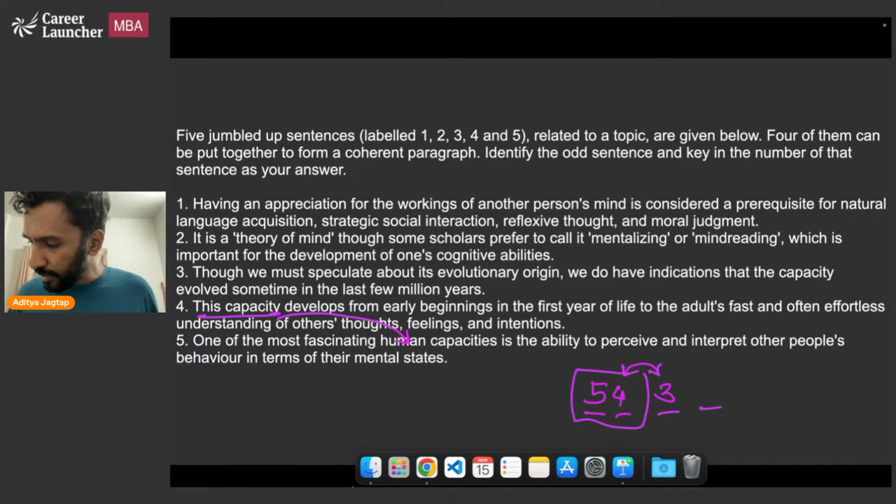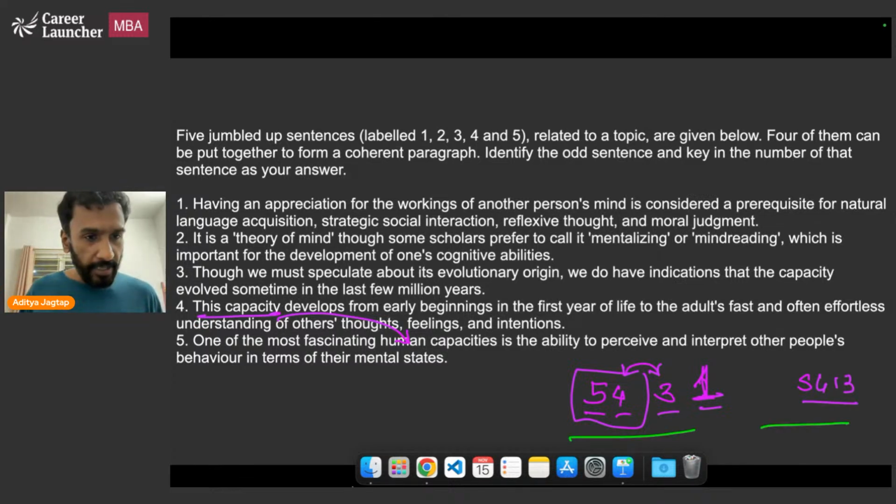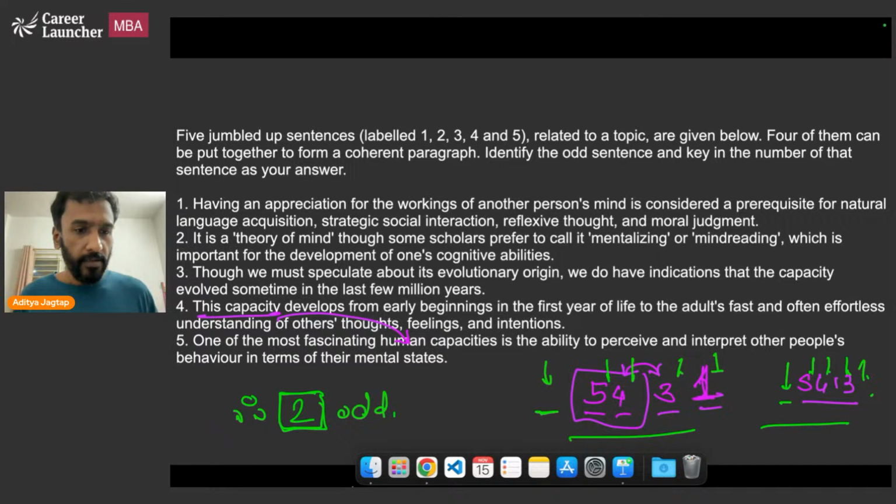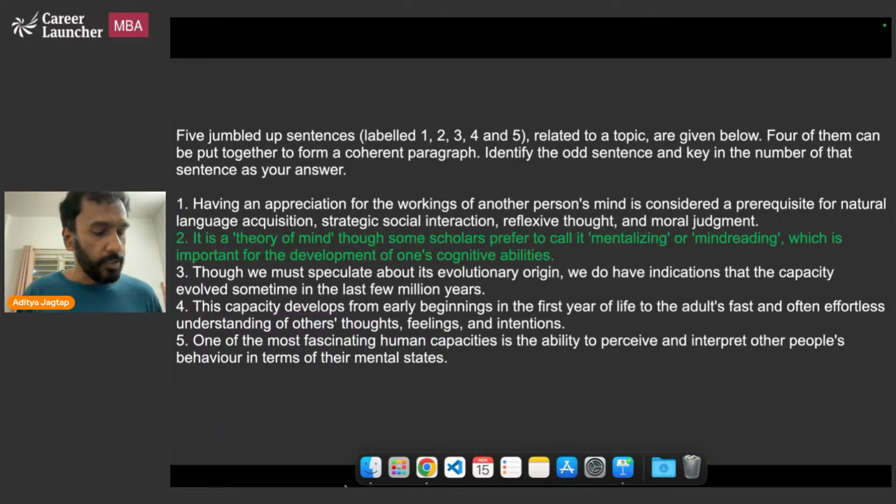Or we can have an arrangement like 5431 or 5413 or something of this nature. We can't be too sure of these. What we can be extremely sure of, and this is what is checked in the exam, is that 2 is odd. We know for a fact that 2 cannot be placed here or anywhere in between here. Same thing applies in this case. So therefore, 2 is odd, right? 2 is not a part of the sequence.